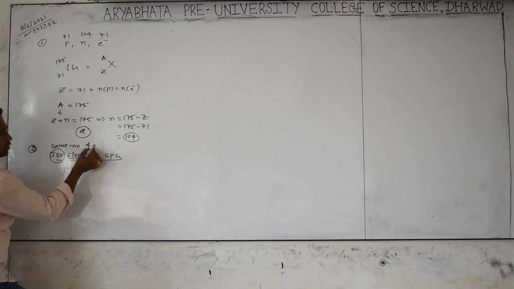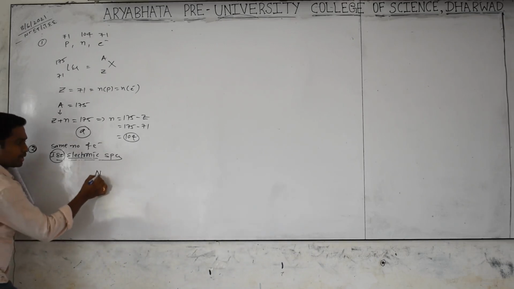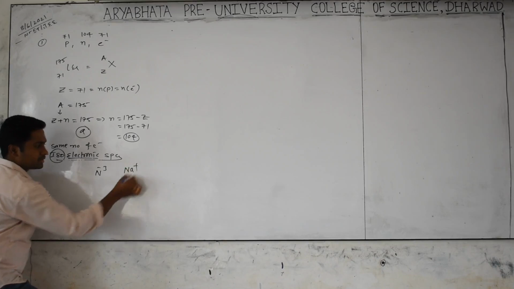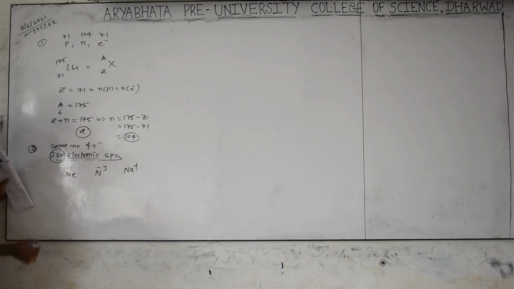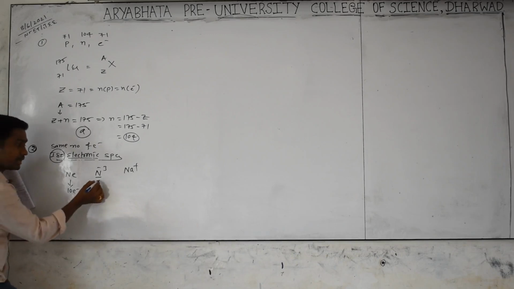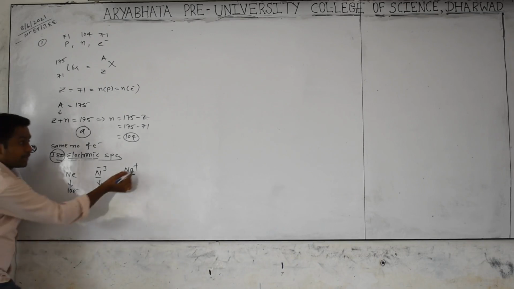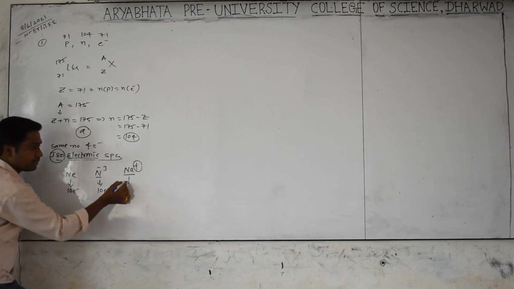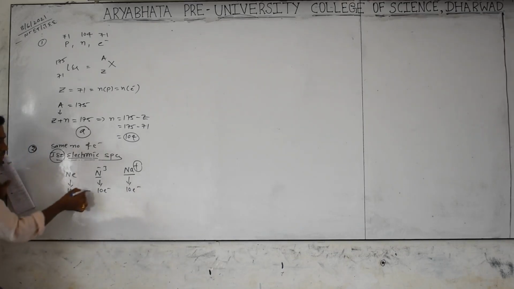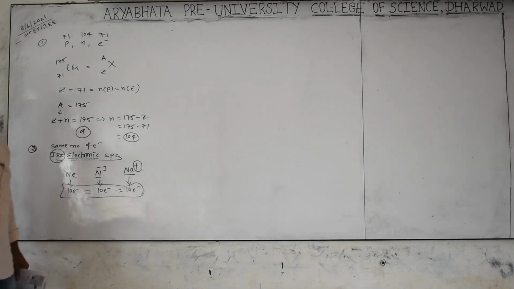Species with the same number of electrons are called isoelectronic species. For example, I will give you one example: N3-, Na+ and Ne. Ne has how many electrons? 10 electrons. Nitrogen already has 7 and the minus means gaining 3, so 7 plus 3 means 10 electrons. Sodium has 11, but plus 1 means losing 1, so how many electrons? 10 electrons. All these species have the same number of electrons, that's why we call them isoelectronic species.